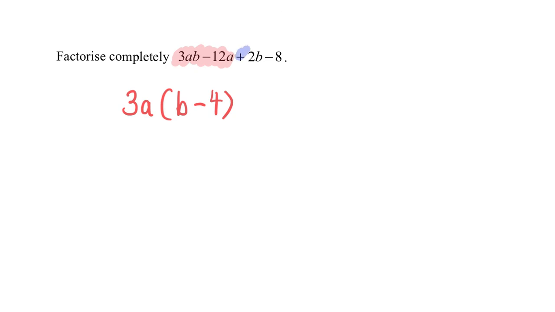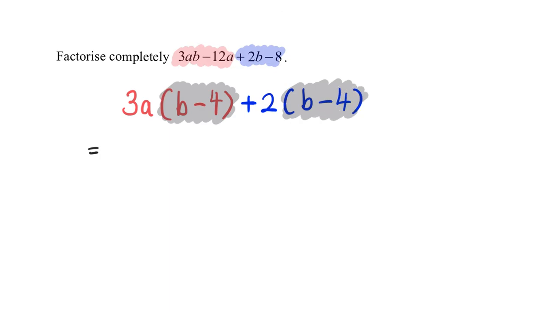As for the next pair, there is a common factor 2. So it's a positive 2. And I'm left with b minus 4. And therefore, at this point in time, I hope you all can see that there is another common factor, b minus 4.